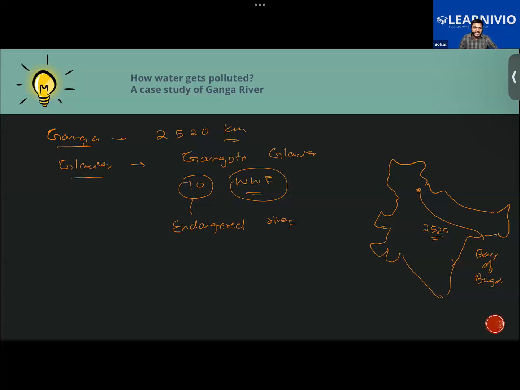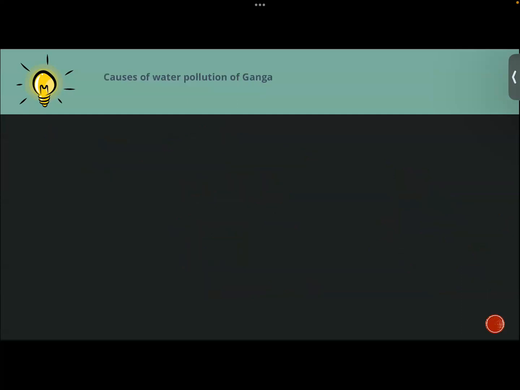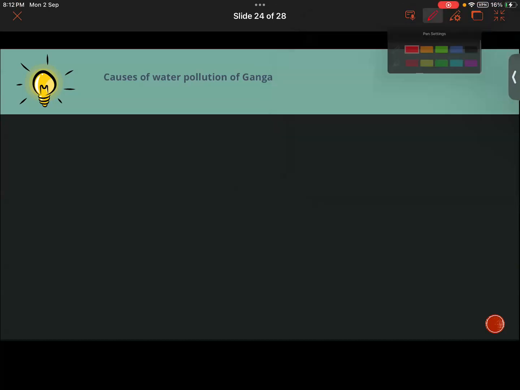At many places, it has been declared dead. Why? Because at several places, it does not contain any aquatic life. Plants and animals can't live in it at several places. Okay. So talking about the causes of water pollution of the Ganga, why is it polluted so much?